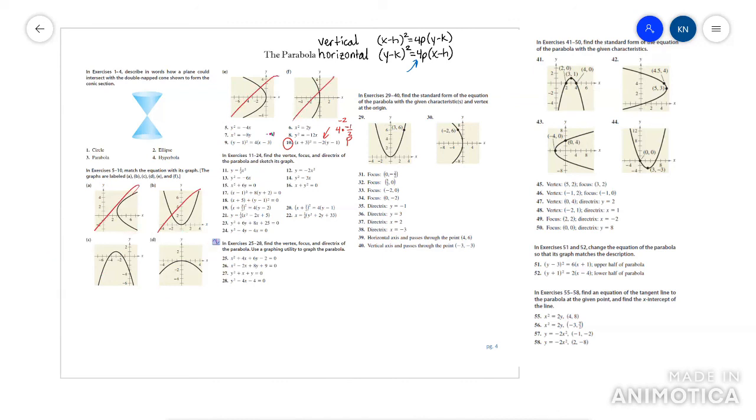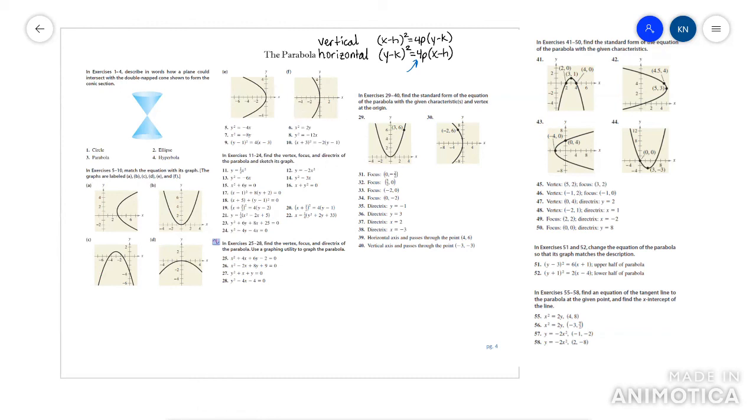Now, which one of them? I would look at the equation and say, okay, my (h, k) would be (-3, 1). (-3, 1), (h, k). My answer would be C. So that's kind of how you do that matching. It's not too bad. Let's move on.